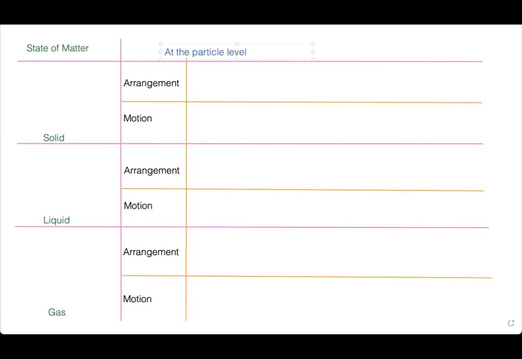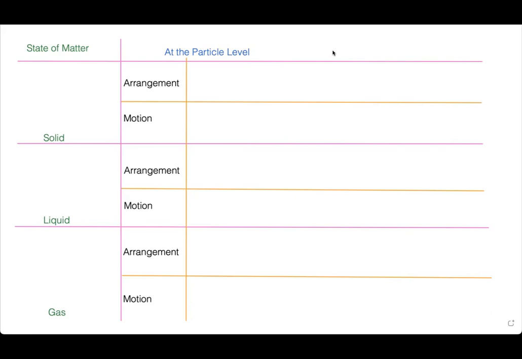When I talk about the word particle itself, particle can refer to atoms or molecules. Most of the things that we see around us are all molecules, unless we are talking about metals or noble gases. Otherwise, each particle that we talk about is either an atom or a molecule.